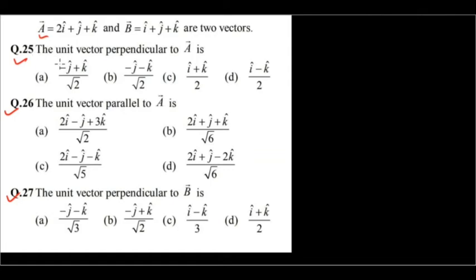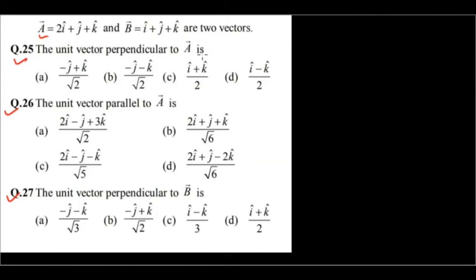The first question is: the unit vector perpendicular to a vector is dash. So a vector and b vector are given. We have to find a unit vector which is perpendicular to a vector. So how to solve this question?